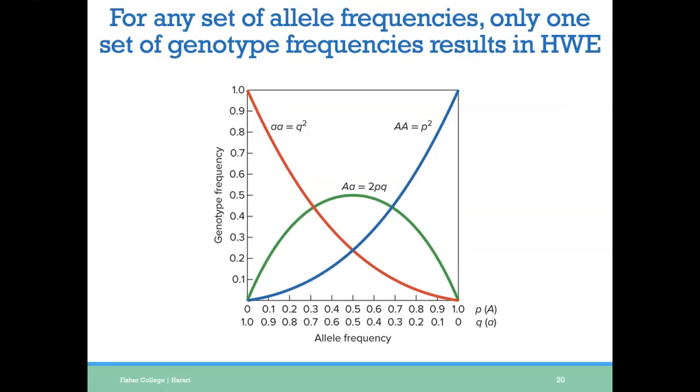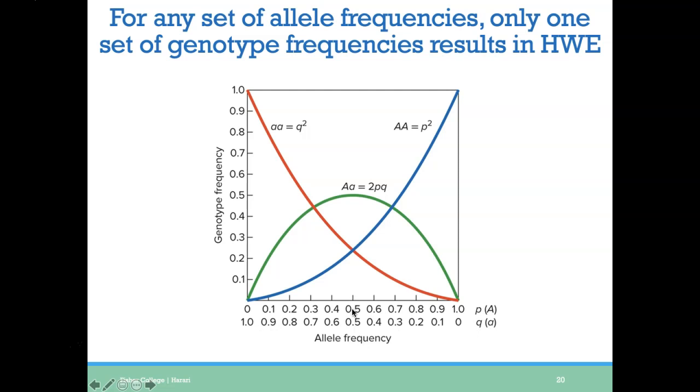So this graph shows that for any set of allele frequencies, there is only one set of genotype frequencies that would result in Hardy-Weinberg equilibrium. So this is figure 21.4 in the book. And it says over here, we can look at any value of P from 0 to 1 and any value of Q from 1 to 0.